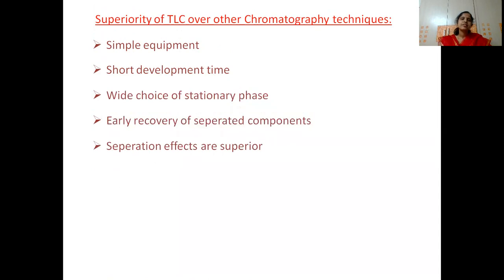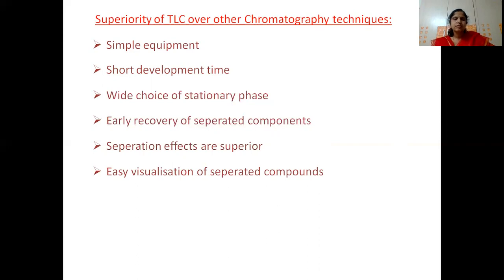Then separation effects are superior. Very nice separation can be achieved by changing the solvent systems. Easy visualization of separated compounds. So you can easily visualize, because if it is colored, it is very easy. Just with our eye, we can visualize the components. If it is colorless, we have to take the help of UV light and an iodine chamber.